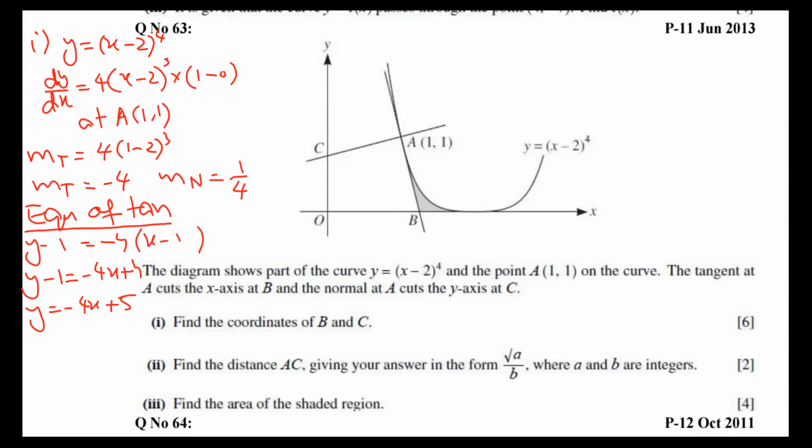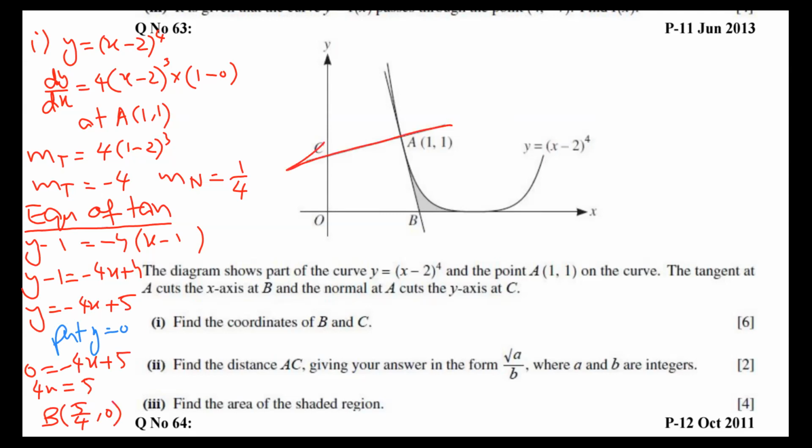How to get the coordinates of B? Because the tangent is cutting the x-axis, and on the x-axis y is always 0, I'm going to put y equals 0 in the equation. So 0 is equal to -4x plus 5. 4x goes to the other side, and x is 5/4. The coordinate he's asking for, I write in coordinate form: B is (5/4, 0). So this is my answer for the B coordinate.